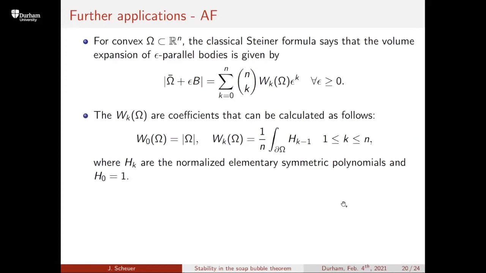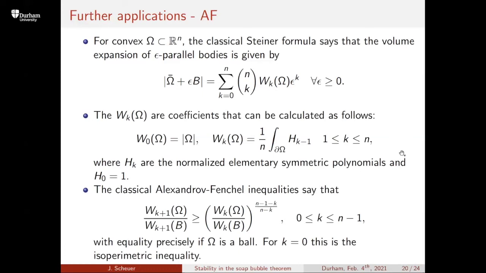And these are, in the smooth case, functions which can be expressed in terms of the curvature on the boundary. So W_0 is just the volume of omega, but W_k is an integral over a curvature quantity of the boundary. So H_k is the normalized elementary symmetric polynomial of the curvatures. And right, W_k can be calculated like this. Right, and they are very important estimates. They are basically due to, I don't even know who proved them first. I think Minkowski.